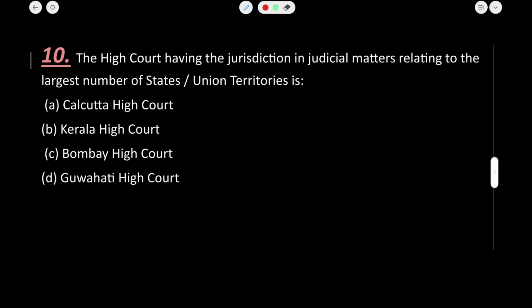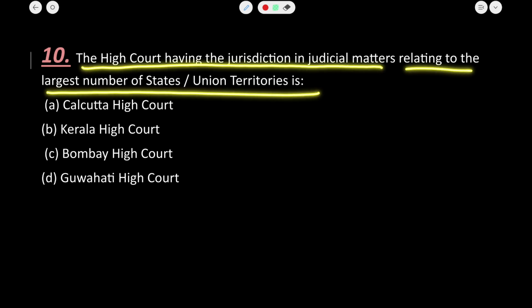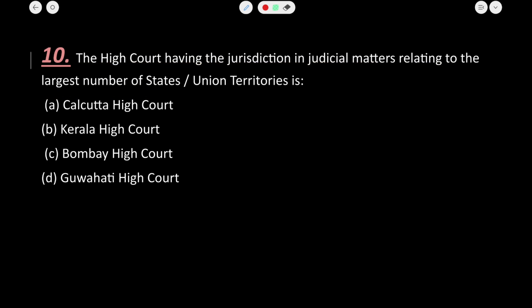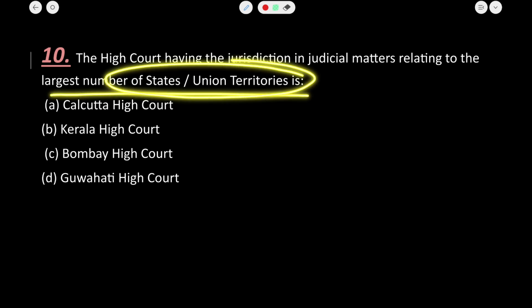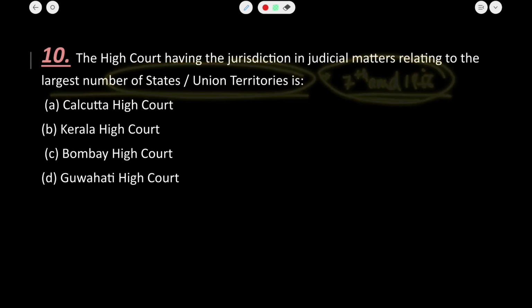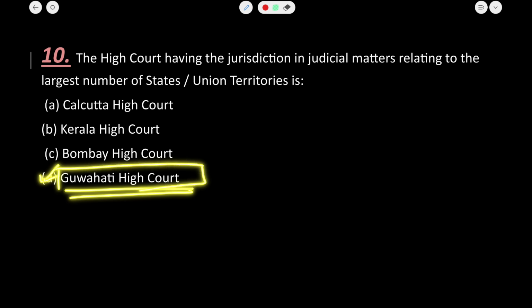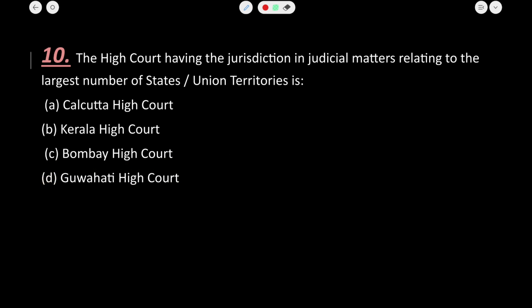Let us see. Which High Court has jurisdiction in judicial matters relating to the largest number of union territories and states? Now I already told you this was done by the 7th Amendment Act of 1956. There can be a common High Court for more than one of the states or union territories. This is a kind of factual question. So the Guwahati High Court has the largest number of states and union territories under its control.